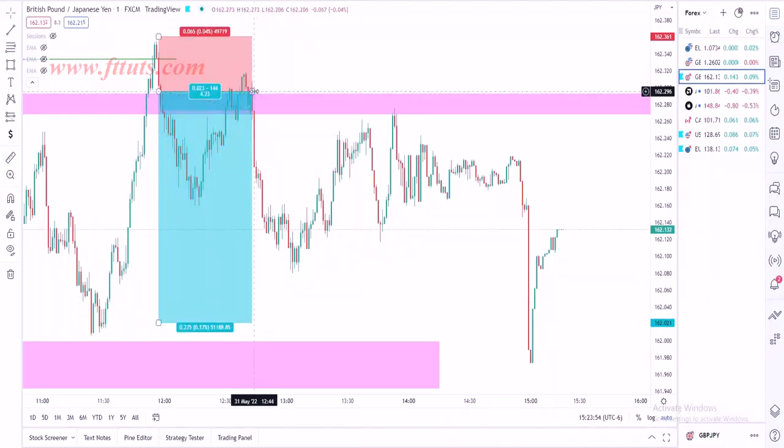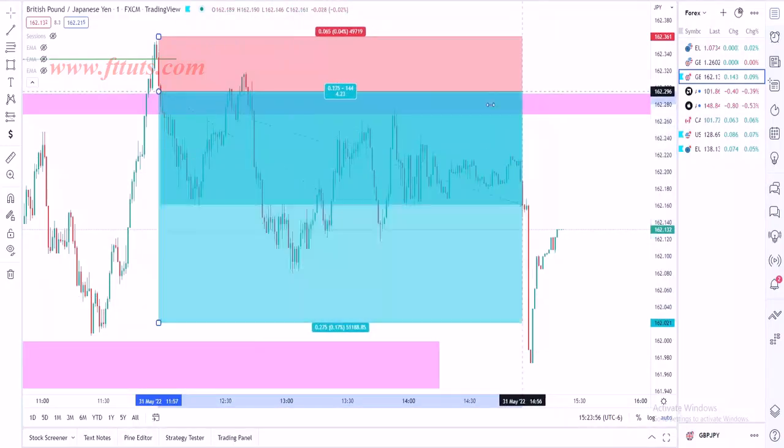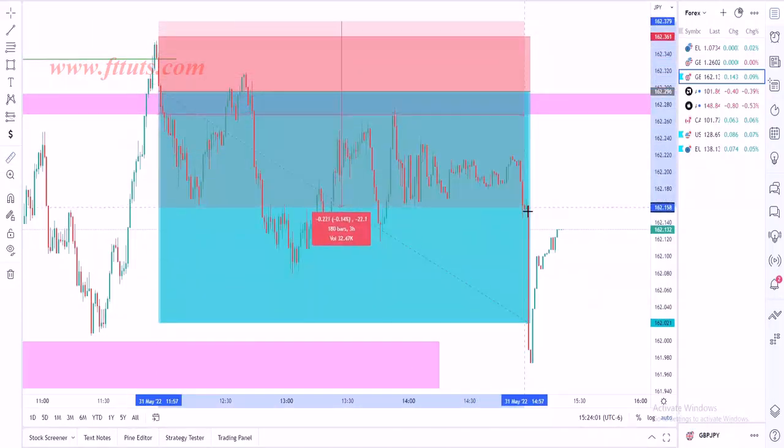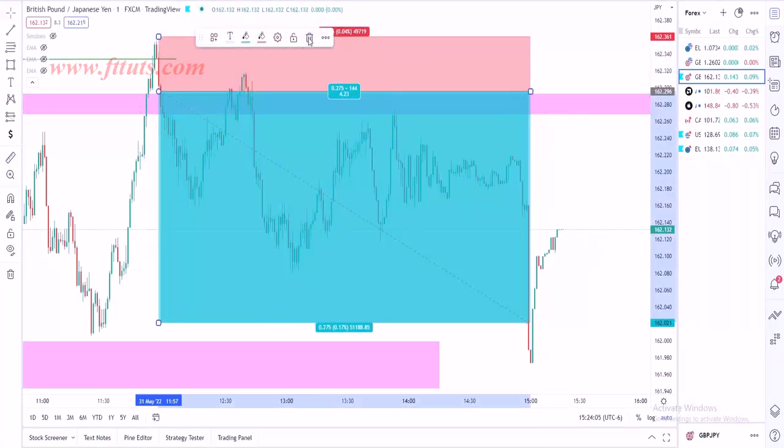really, really nice trade. Very, very nice trade. Let's see how long this trade was. So about 3 hours. It's about 3 hours for that trade, okay?